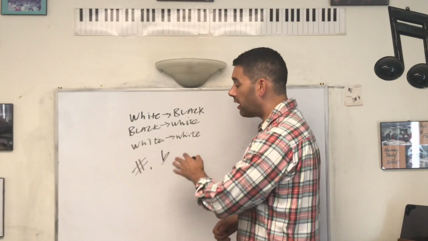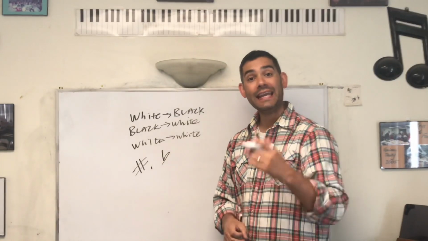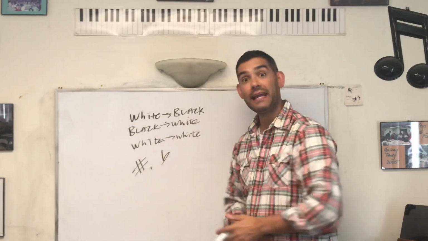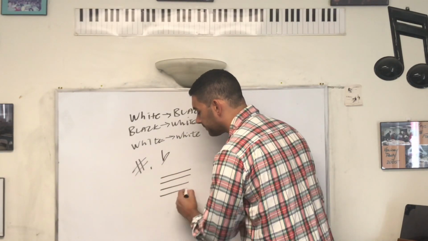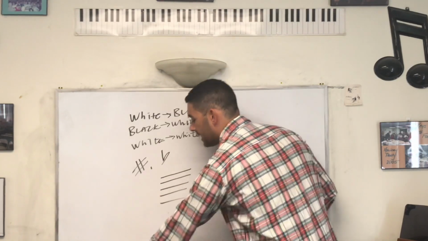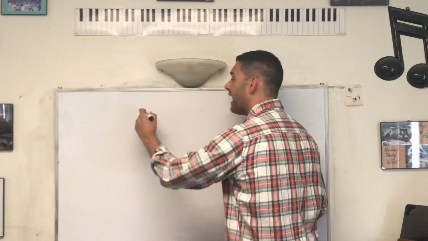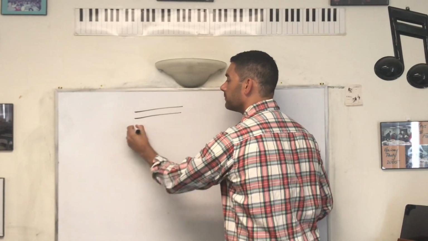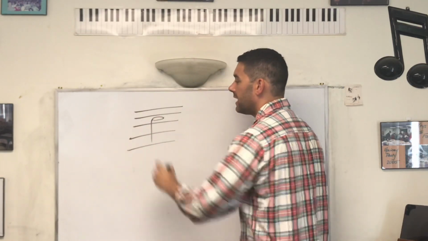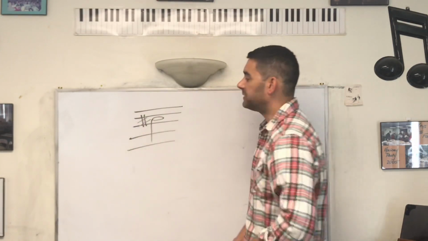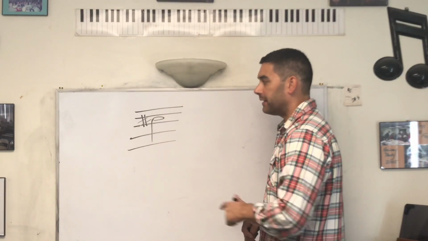Now each one of these symbols tells you to play the black key next to the note that it affects. So for example, I'm going to write this a little bit higher just to make sure that it's still in the range. If I see a note that is in this space and there is a sharp symbol in front of it, this note is not to be played.